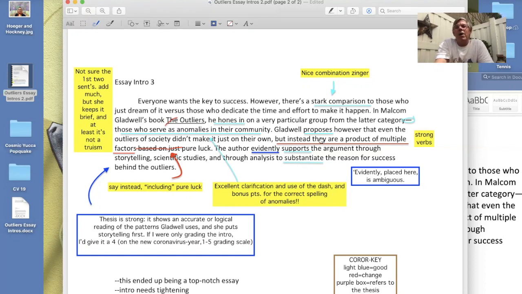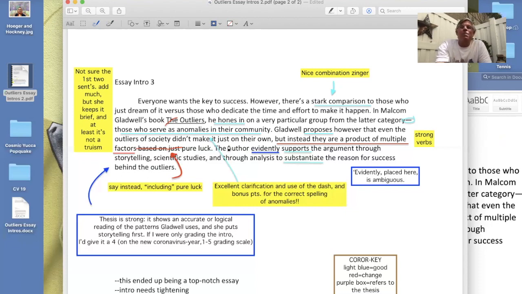One thing I like about this are the verbs. The verbs are very strong. Hones in, proposes, supports, substantiates. That's really excellent. And I really like this dash here, explaining those who serve as anomalies in their community. He hones in on a very particular group. I want to make sure I know that you know what particular group you're talking about, and that's what a dash does. It further explains. Plus, spelled anomalies correct, and that's really fantastic.